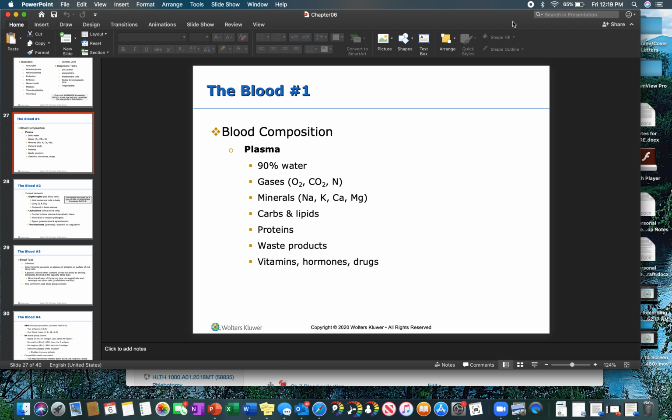So there is a difference. We talked about it briefly in a previous lecture. I think I just mentioned it, though, so if you don't remember, don't feel bad. But we talked about how there's plasma and there's serum, and there's a distinct difference between the two. And we will talk more in depth about that in a couple slides here.